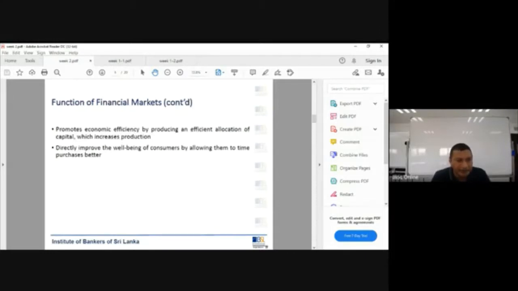Then you will see the functions of financial markets. I didn't touch upon indirect finance here. You will come to that point as we move on, so then you can easily segregate what is direct and what is indirect. But direct is now clear to most of you based on what we discussed, and the other function of financial markets is that they promote economic efficiency.